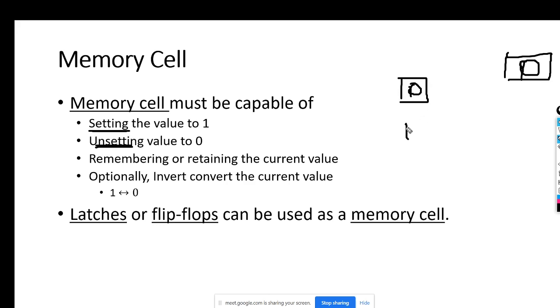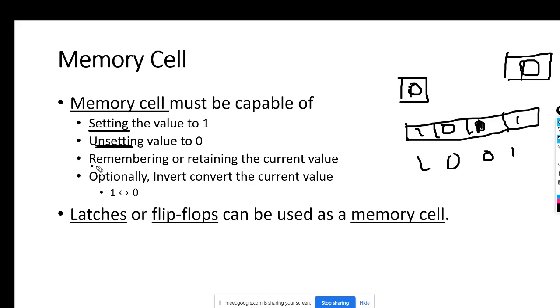For example, if the memory cell has 1 0 0 1, it must be able to keep remembering this. So after some time it must still have 1 0 0 1. At any time we can change it, but once we change it, it must retain it until we change it again or we delete it. So it must be able to remember, retain the values. That is why we say it's a memory cell.